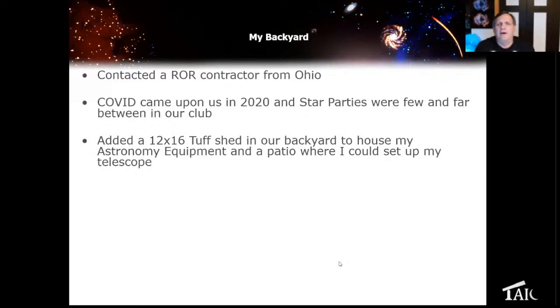And after I thought about it, I decided that I just didn't have enough open sky to justify the cost of getting a roll-off roof. It was just too expensive. So I decided to add a Tuff Shed, a 12 by 16 Tuff Shed, that allowed me to house my astronomy equipment and also for storage. Then I added a patio where I could set up my telescope.